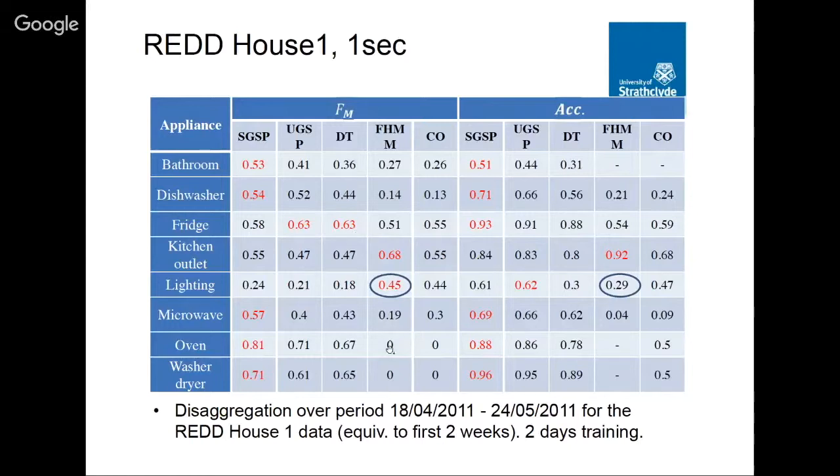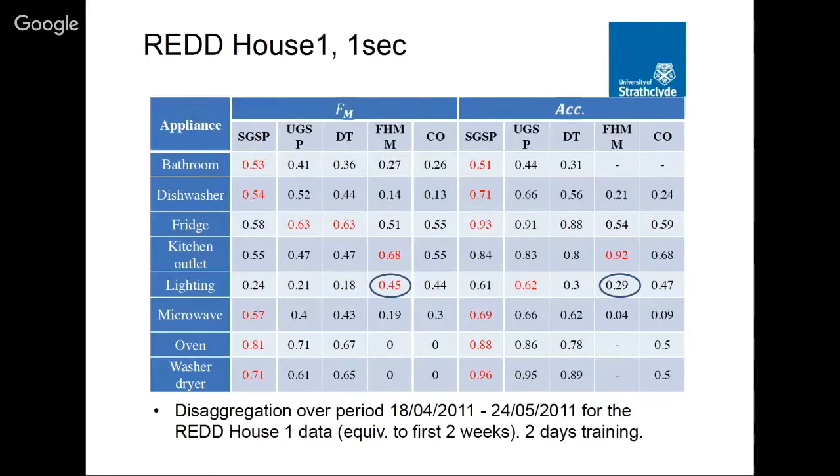Different measures, so the oven and the washer dryer were probably not picked up because there was not sufficient good quality clear training data. But we get good accuracies for the oven, good accuracies for the washer dryer. For lighting, not so much. I've highlighted these two because generally you see that the FM performance tends to be worse than the ACC performance, but it does vary per data set, but this is what we've observed.